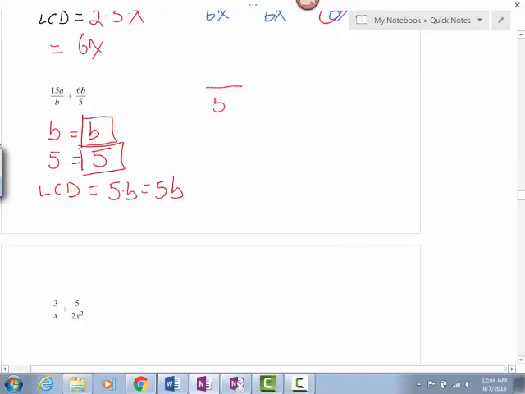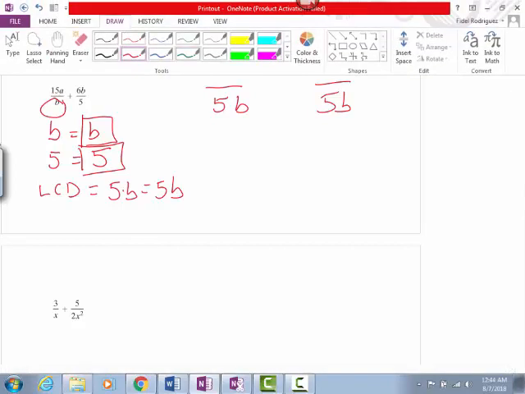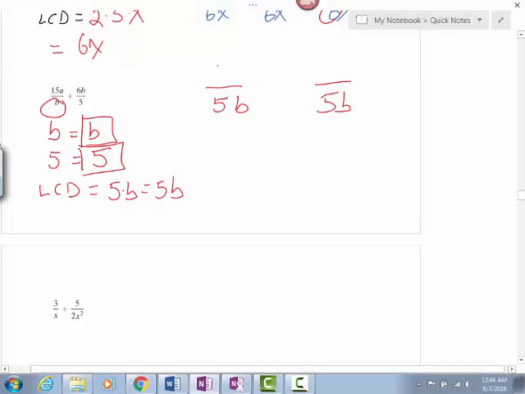Okay. So let's rewrite the fractions with our new denominator, 5b. Okay. And we're going to do a stare and compare. Notice what we used to have here. We used to have a b. Okay. Let me go ahead and write my, we had a 15a here, we had a 6b here.